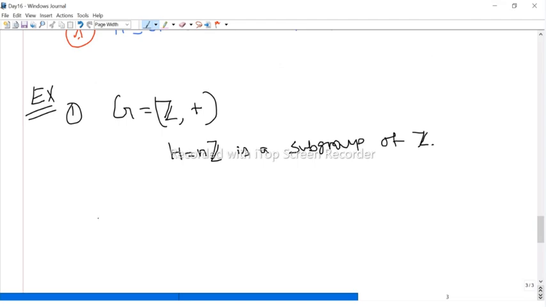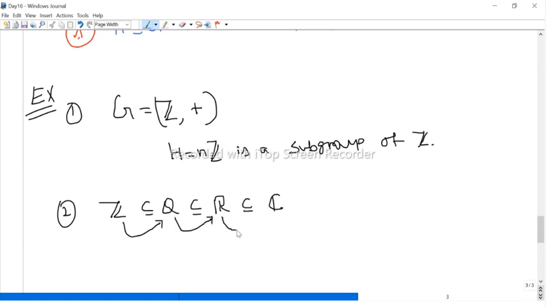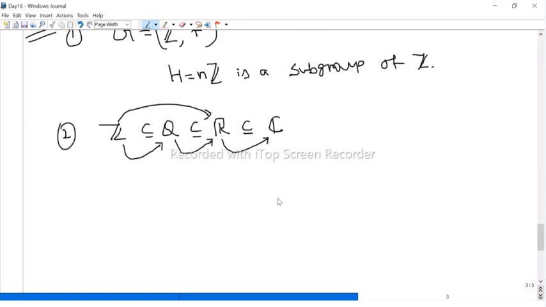Now, Z is a subgroup of Q. We know that Z is a subset of the rational numbers, the rational numbers are a subset of the real numbers, and the real numbers can be viewed as a subset of the complex numbers, right? Everything is a group with respect to usual addition. Therefore, Z is a subgroup of Q, Q is a subgroup of R, and R is a subgroup of C. Since being a subgroup is transitive, Z is a subgroup of R as well as of C. Similarly, Q is a subgroup of R and therefore of C. Therefore, the subgroup relation is transitive.